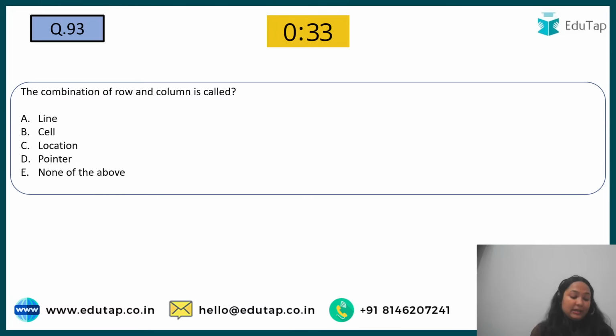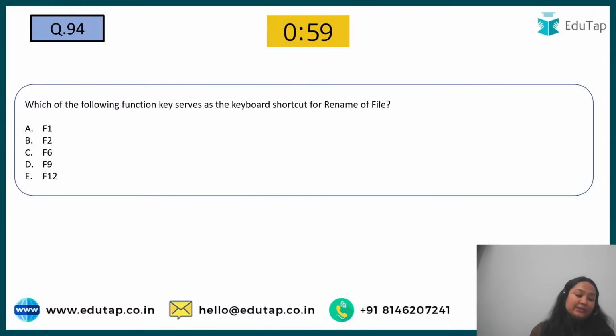Yes, the correct answer will be option number B, cell. Every horizontal and vertical line, when they overlap, they make a cell. Alright, option B will be the correct answer.